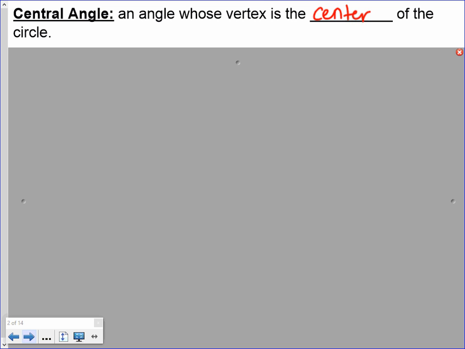Okay, so a central angle is an angle whose vertex is the center. We haven't talked about the word vertex in a while. Vertex is where the actual angle is at. It's where the two sides of the angle meet.